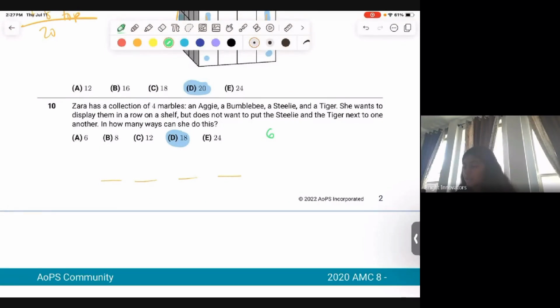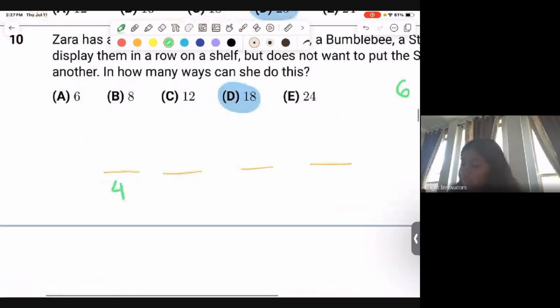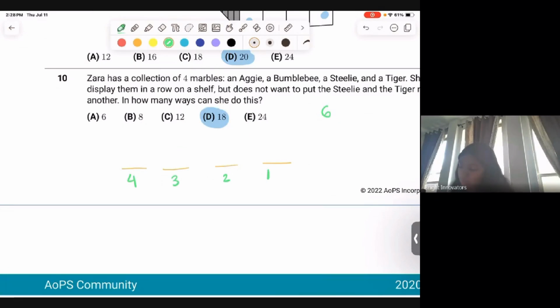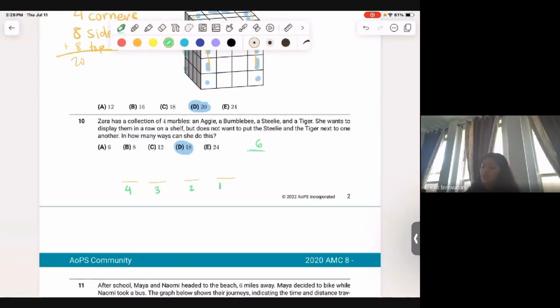So yeah. You could also just find the total amount of possibilities. So in the first spot, you can put 4, and then the second spot, because you already put 1 there, you only have 3, and then 2, then 1. If you multiply all those, then it's 24. Yeah, 24, and then subtract the 6 possibilities where they're touching. So then you only have 18 left.